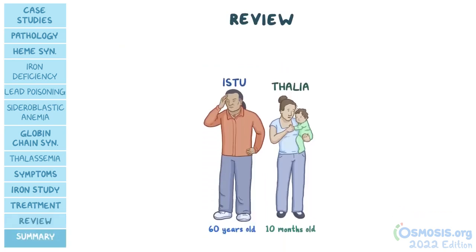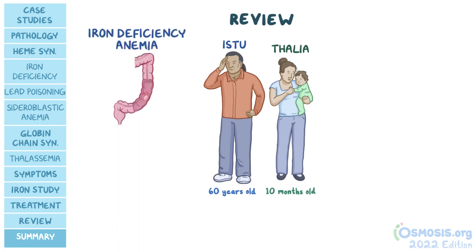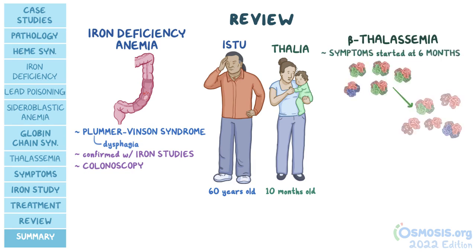Due to his age, IS-2 most likely has iron deficiency anemia due to colon cancer. He also has Plummer-Vinson syndrome, which is causing his dysphagia. This can be confirmed with iron studies, and it's important to order a colonoscopy to check for colorectal carcinoma. Meanwhile, Thalia probably has beta thalassemia, as symptoms started 6 months after birth due to the decline in HbF. Another hint is that this disorder is more prevalent in the Mediterranean population, like the Greeks. The mass in her belly is due to hepatosplenomegaly, and a hemoglobin electrophoresis will confirm the diagnosis.